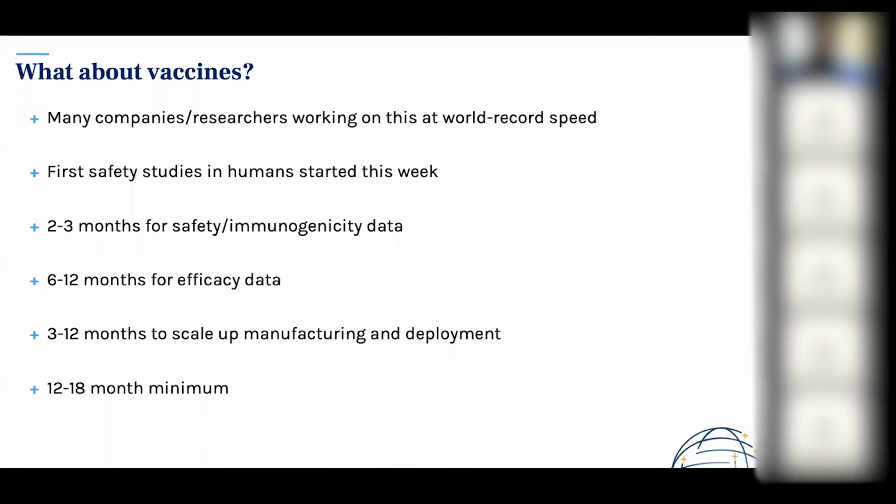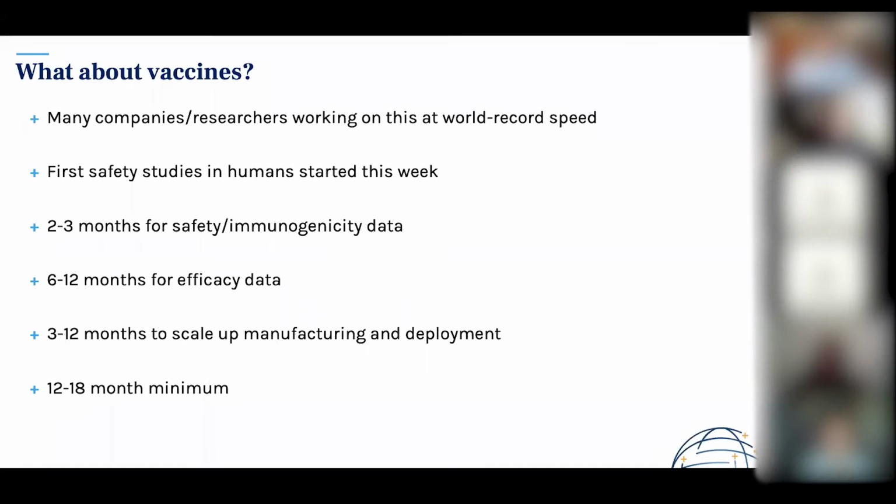Because if the vaccine doesn't stimulate that in people, it's not likely to work. So that first safety, what we call immunogenicity studies, takes a couple of months, 2 to 3 months. So we should have some data on that probably, let's see, it's April now, I'm thinking probably late June, early July.